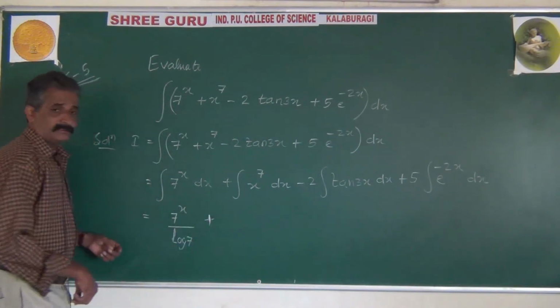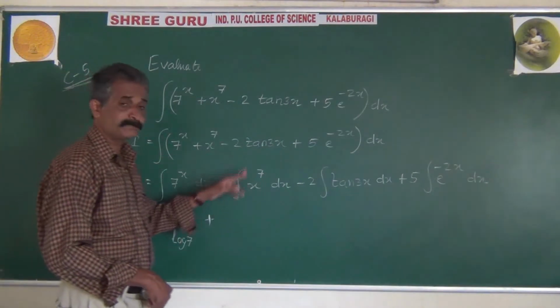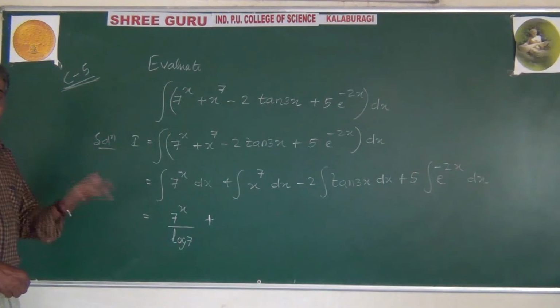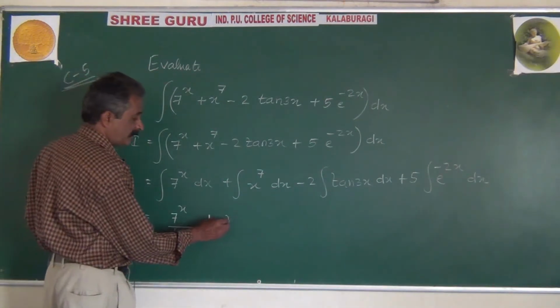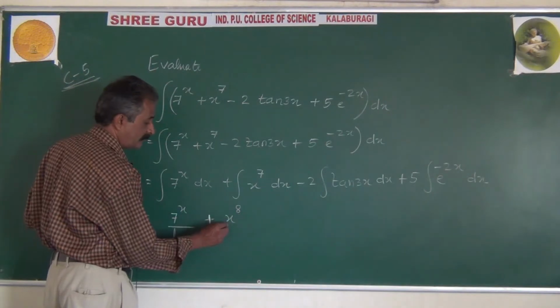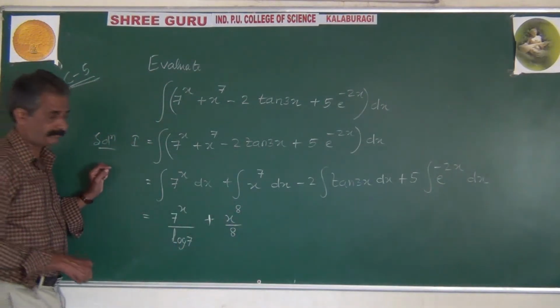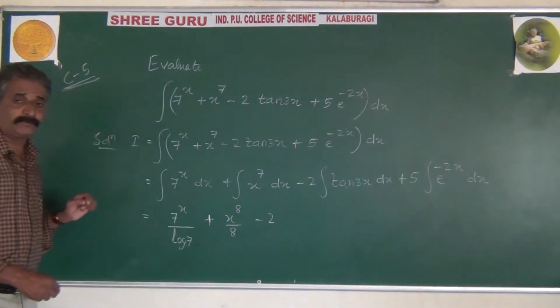Plus, this is not in the form of a power x, but this is in the form of x power n. So that formula is to be implemented. So integration of x power n is x power n plus 1 by n plus 1. Here x power 7 plus 1 means 8, divided by 8, minus 2. But actually we get 2 divided by 3.